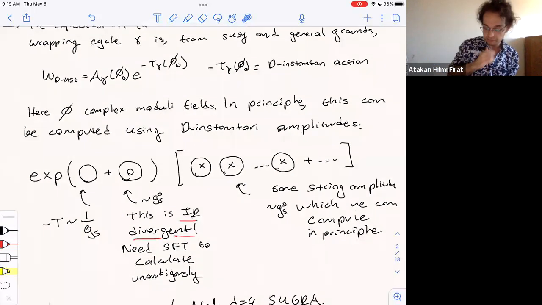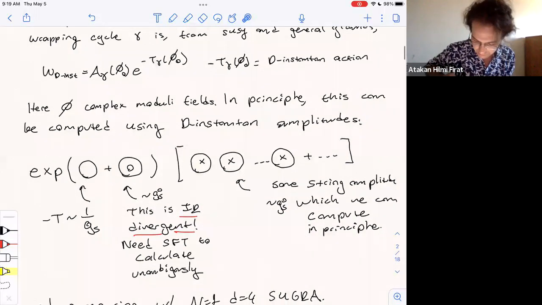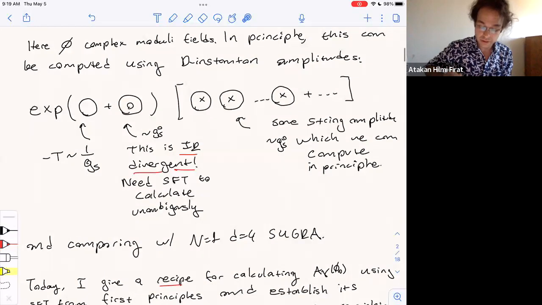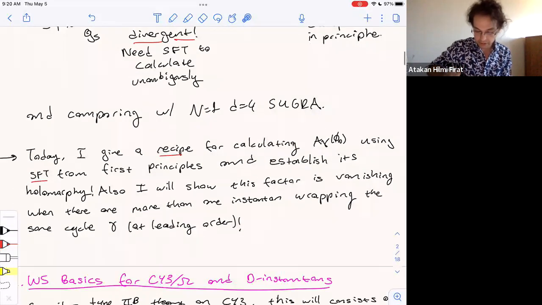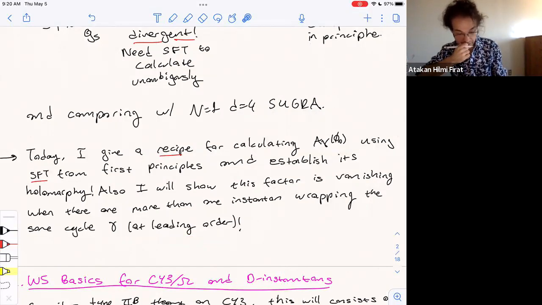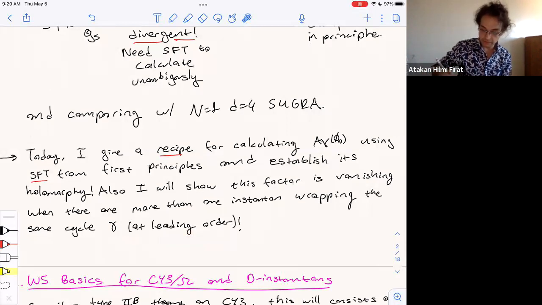So this was just some formal expression, the way we are going to do it. I'm going to compute some amplitudes with the correct normalization fixed, and then read off the superpotential from that at the leading order. And the way we are going to do it is by comparing with N=1, D=4 supergravity, which is what I said here. Along the way, I will show that the superpotential we obtain is holomorphic, which should be the case. And then I will say some words about the multi-instanton contributions if I have time.